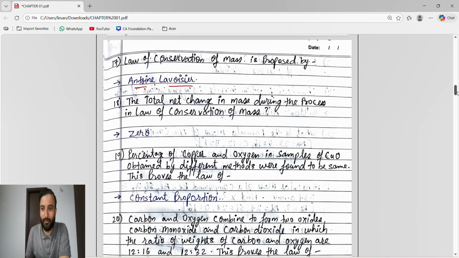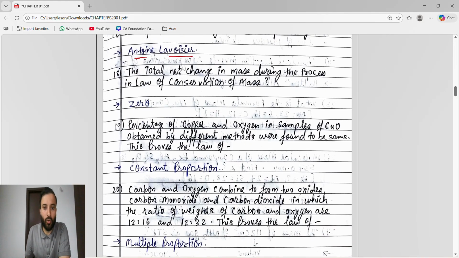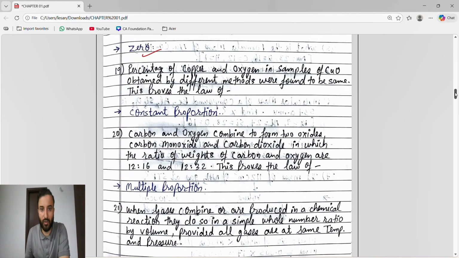Okay, so this is important: the total net change in mass during the process of law of conservation of mass. Guys, we know it is constant, or it is no net change, that is nothing but zero net change. Charge will be there, but net charge is 0. So there is a difference between charge and net charge.